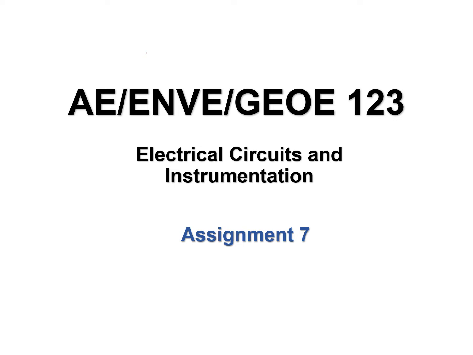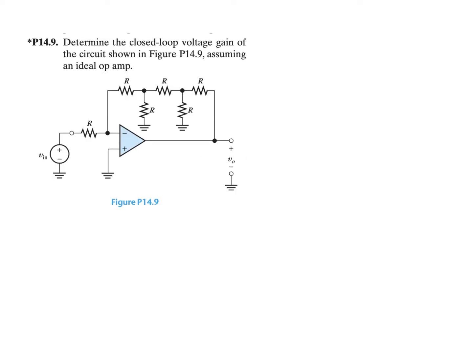This is assignment 7. In this assignment, we are going to practice analyzing op-amp circuits. Question P14.9. Determine the closed-loop voltage gain of the circuit shown in figure P14.9, assuming an ideal op-amp.